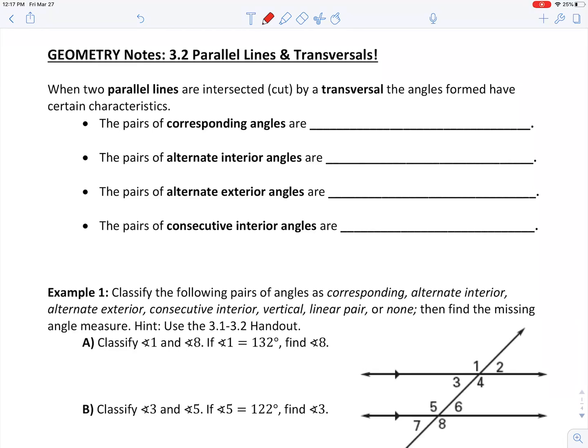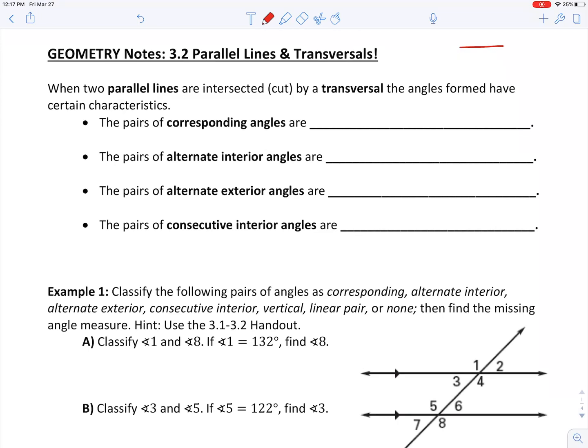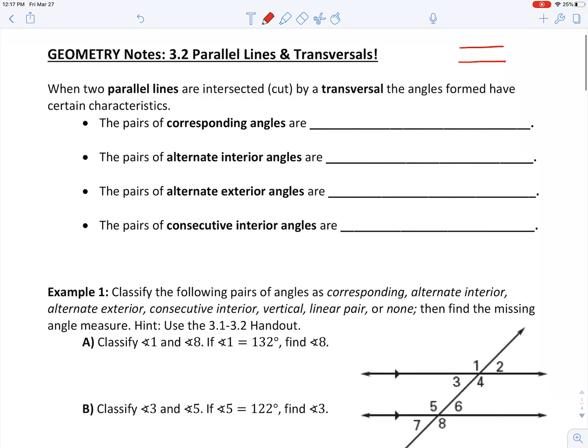Hello class. Today we're going to do lesson 3.2, which is on parallel lines and transversals. So just as a reminder, parallel lines are two lines that never intersect, they never touch. And a transversal is this line that cuts through the set of parallel lines. So when you have two parallel lines cut by a transversal, a few things happen.